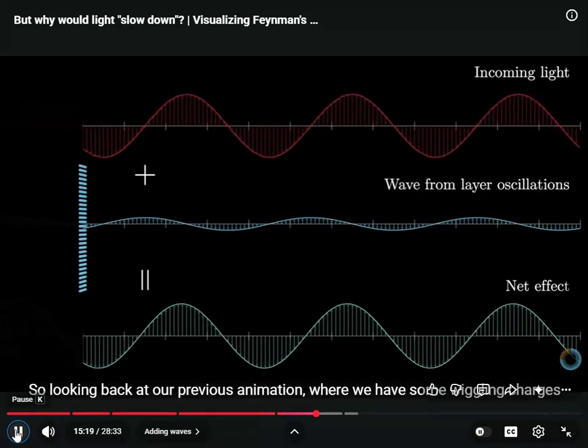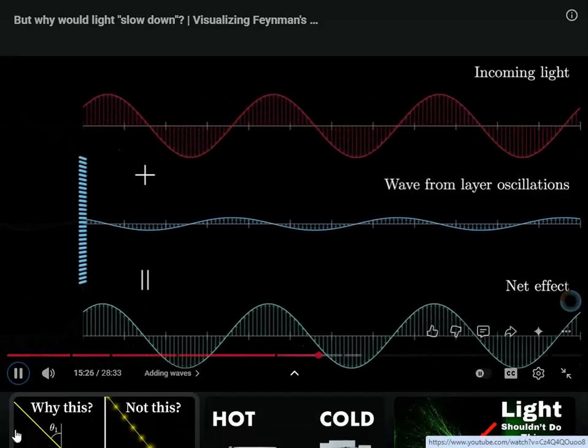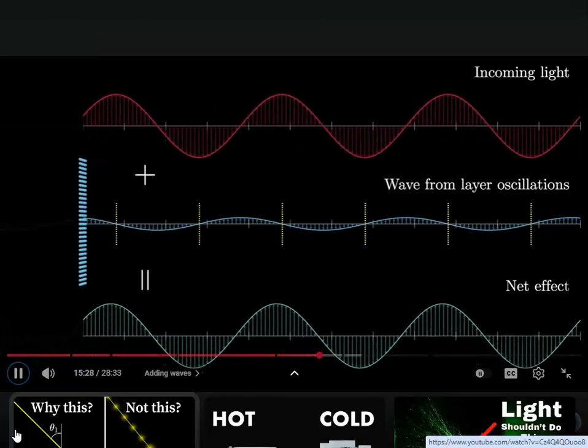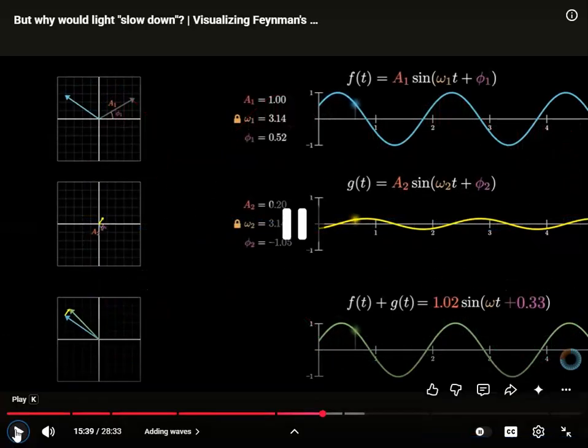So looking back at our previous animation, where we have some wiggling charges in a layer of glass causing these second-order propagations that need to be added together with the incoming light, the way it works out is that the phase of that second wave is exactly a quarter of a cycle behind the phase of the first. So when you add them together, you get this little phase shift. So there you go, right?